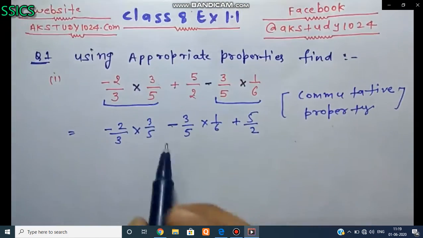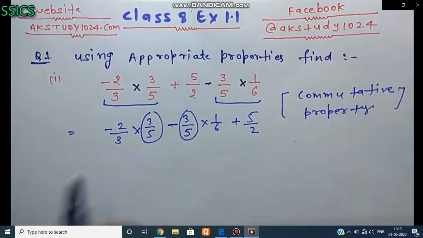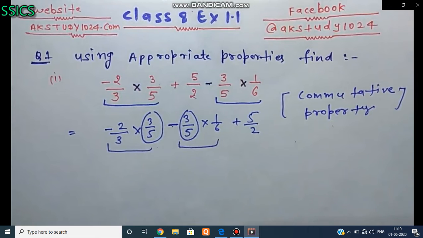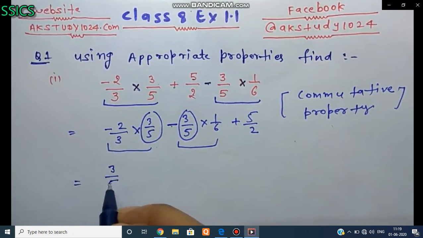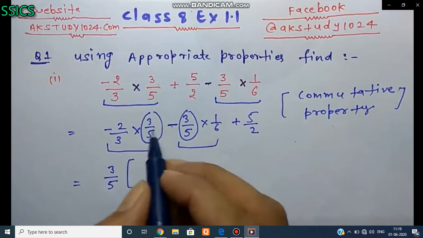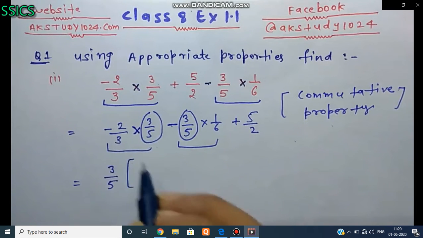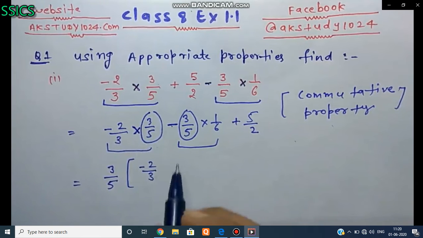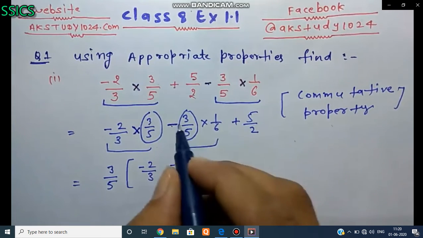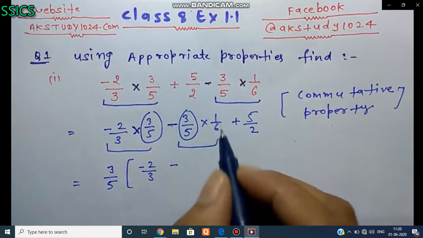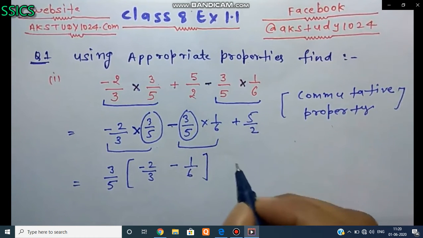Look here, I have 3/5 and the next term I have 3/5, so it is a common term between the two groups. Take 3/5 as common and put a bracket. Both are multiplication factors. We take common 3/5 and the remaining terms are -2/3, minus into plus remains 1/6, plus 5/2.